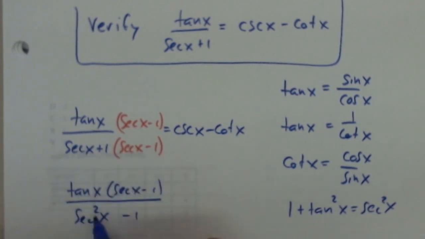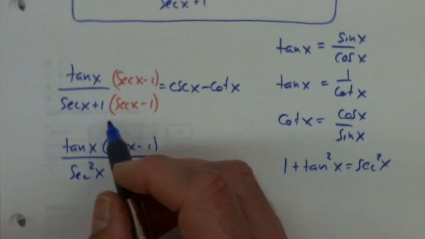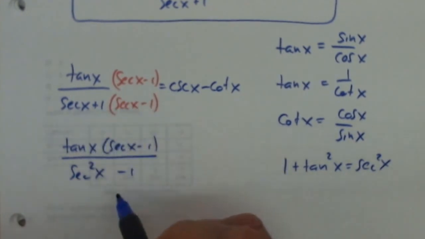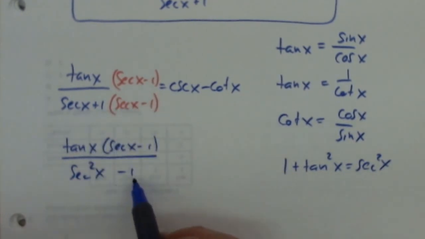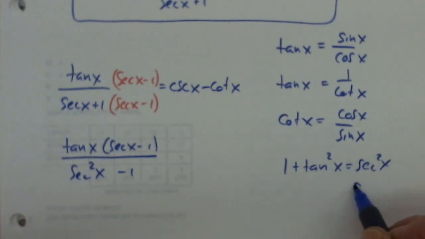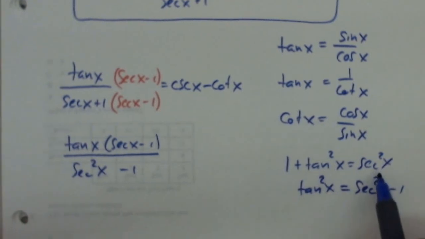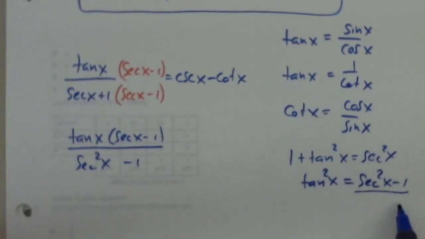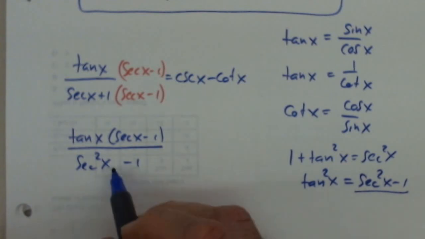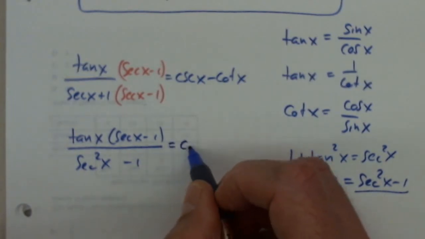So secant times secant, secant squared. 1 times negative 1, negative 1. And the middle term cancels. Positive secant minus secant is 0. Secant squared minus 1 is over here. We have secant squared minus 1 equals tangent squared if we subtract 1. So wherever you see this, you get to replace it with that. So now that is tan squared.